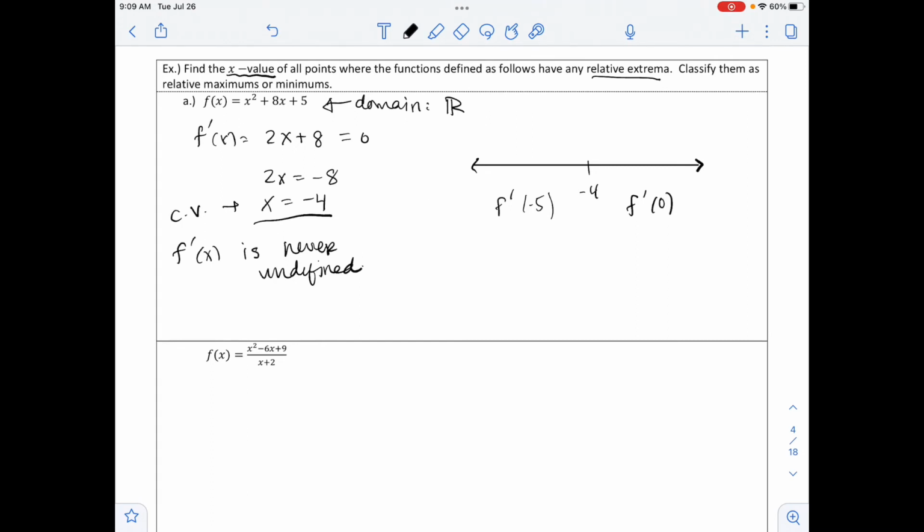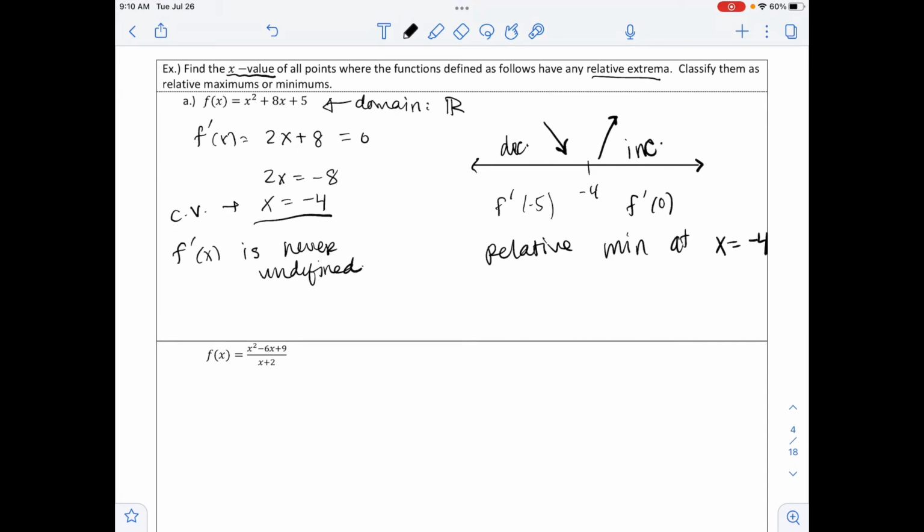So substituting in -5, we have -5 times 2 plus 8, which would work out to be a negative value. So that means that this would be negative or decreasing. And then substituting in 0, I just get 8, which is positive. So this would be increasing. And so it's decreasing on the first part and then increasing on the second. And so we're going to have a relative min at x equals -4.